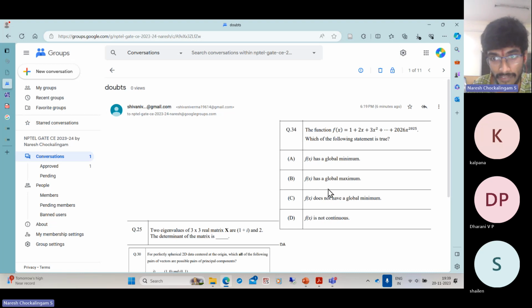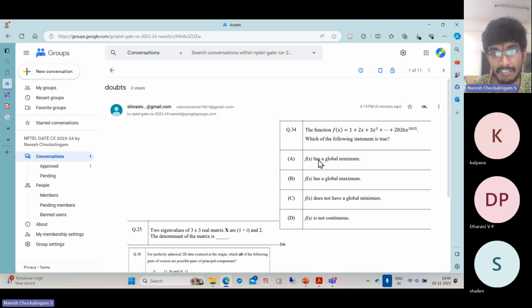So option B is wrong. Option D is wrong. Option C we need to see. So either option C or option A is correct. I don't know if it is a single correct or multiple correct question, but in either case, option B and option D are wrong, and either option A is correct or option C is correct. So I think it is a single correct type question only.